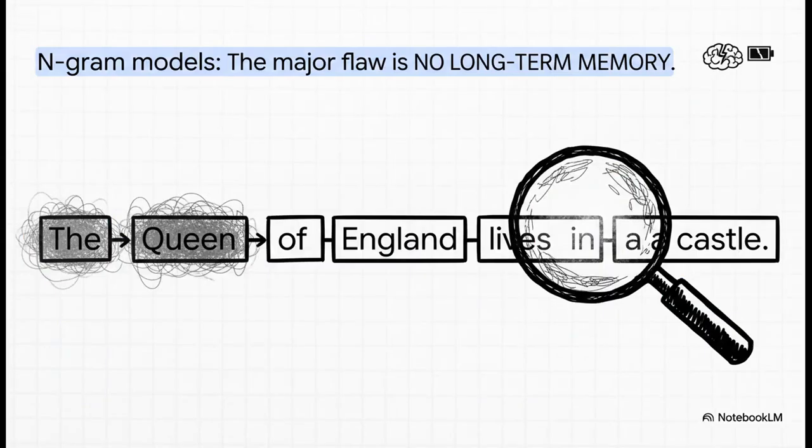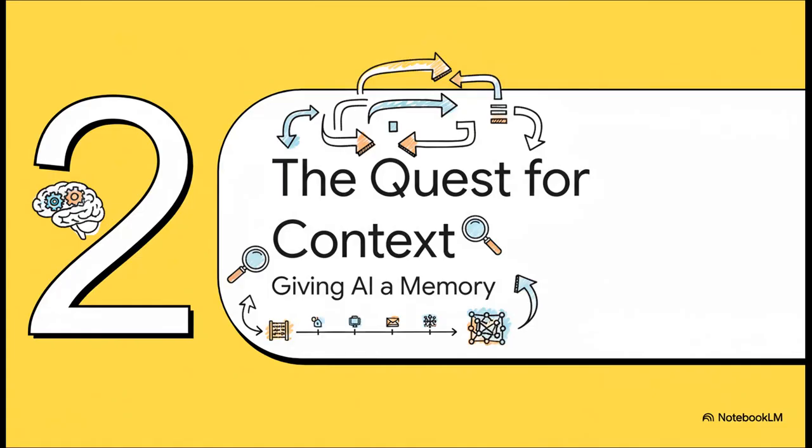But, and this is a huge but, there's a massive flaw in this plan. The model has absolutely no real memory. It just can't see the bigger picture. So in a longer sentence, an n-gram model gets totally lost. It only remembers the last couple of words, not who or what the sentence was about from the beginning. It completely lacks context. And so that set the stage for the next great challenge in AI, the quest for context. To get any smarter, these models desperately needed a memory.